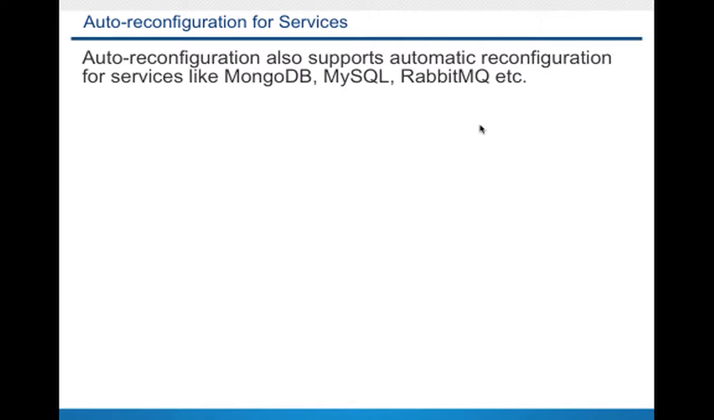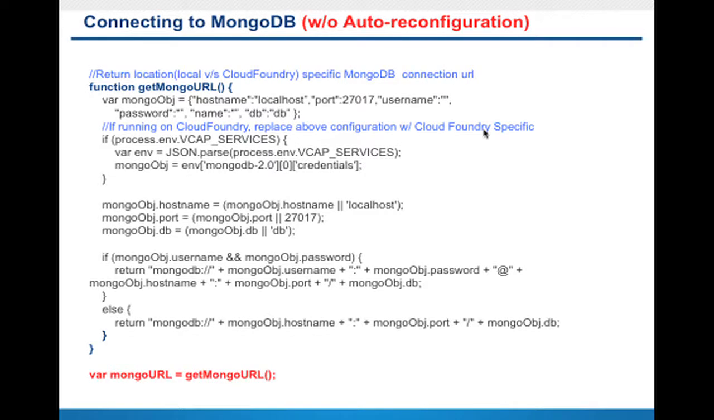The biggest advantage of the auto-reconfiguration feature is not just the host and port auto-reconfiguration, but its ability to reconfigure services, services like MongoDB, MySQL, RabbitMQ, Redis, etc. Okay, let's imagine that you have a Node.js application that is connecting to MongoDB. Now, in order to make this application run both on your localhost and also on Cloud Foundry, you need to create a function or use some library that does all the logic that you see over here.